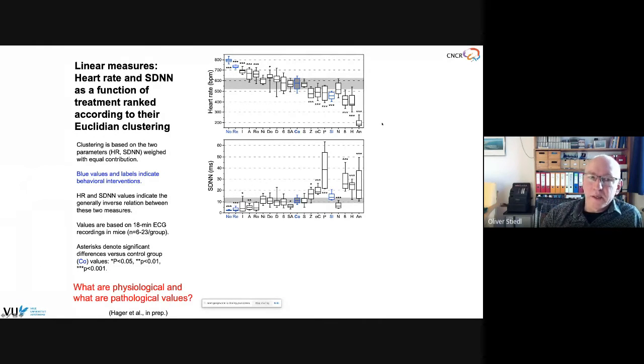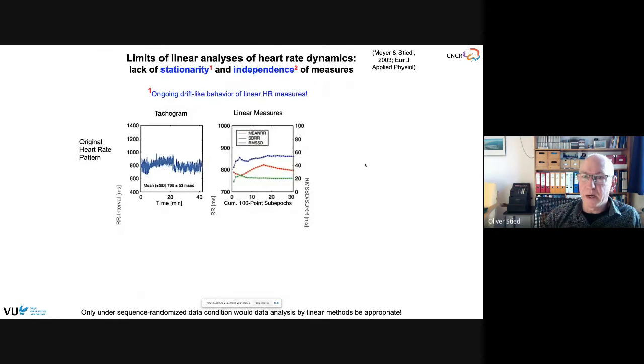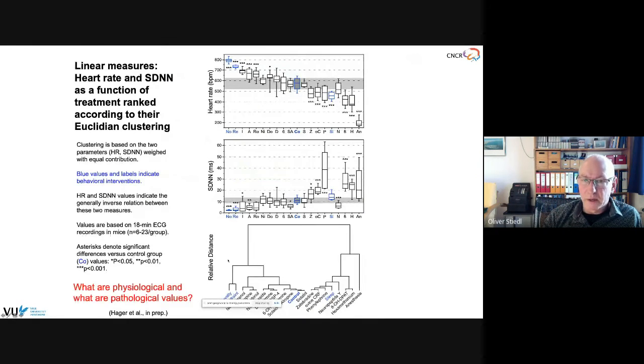Not surprisingly, the standard deviation of the heart rate, or its variation, is inversely related to this. If the heart rate is high, the heart rate variability is low and vice versa. Of course, there are some outliers here, and you see that certain compounds have different effects. And now we can rank them and compare how they are related to each other based on those two parameters with similar rating.